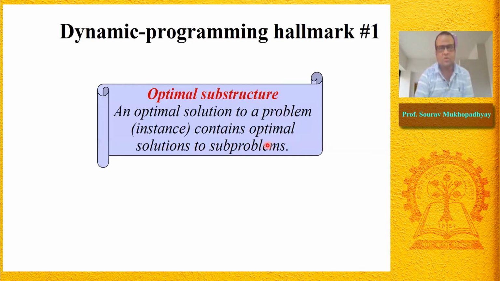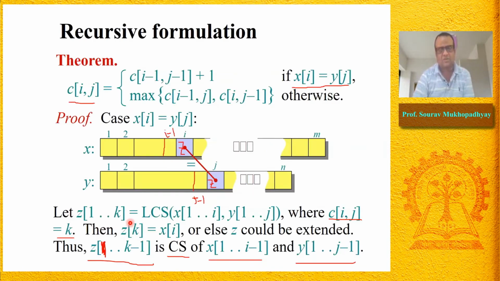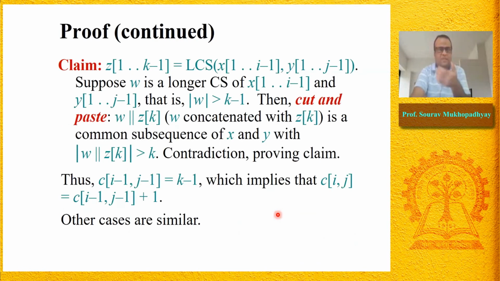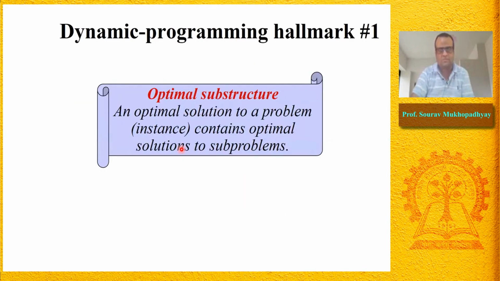For example, here we know if Z is a longest common subsequence of x up to i and y up to j, then if you take Z up to k minus 1, it will be the longest common subsequence of x up to i minus 1 and y up to j minus 1. So any solution contains the solution of the sub-problems. An optimal solution of the problem instance contains the optimal solution of the sub-problems, because if we have a longest common subsequence z 1 to k for the sequences up to i and j, then z up to k minus 1 will be the longest common subsequence of x up to i minus 1 and y up to j minus 1.